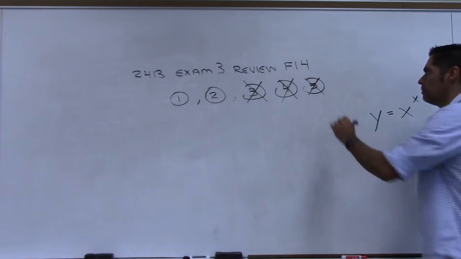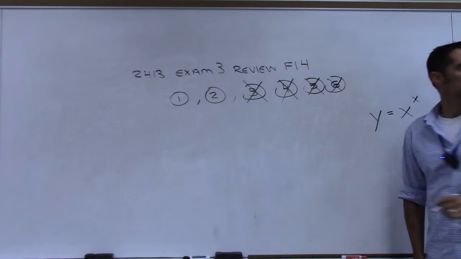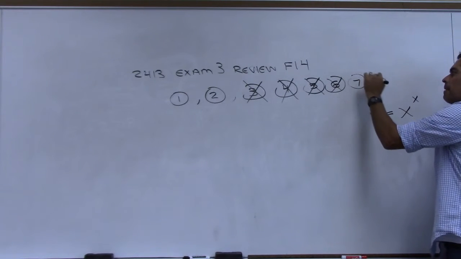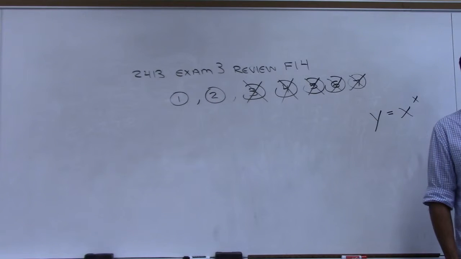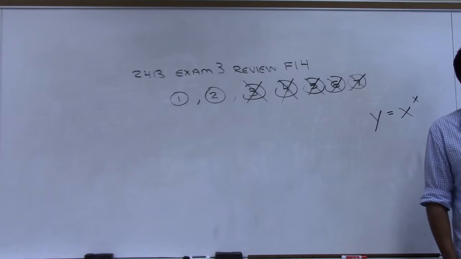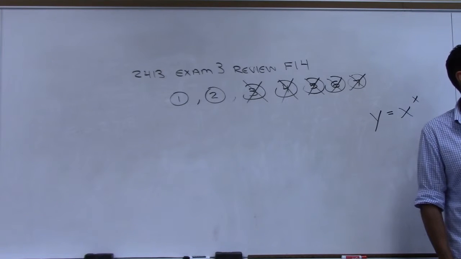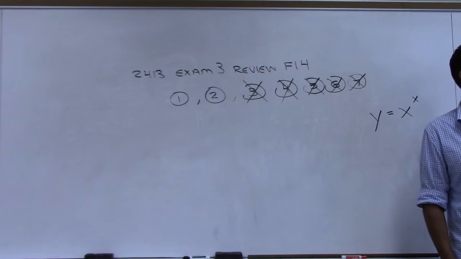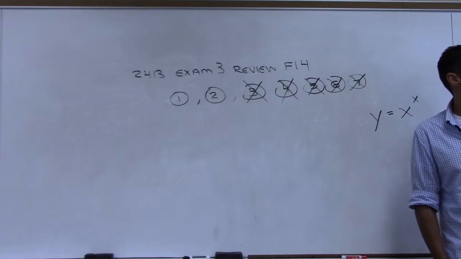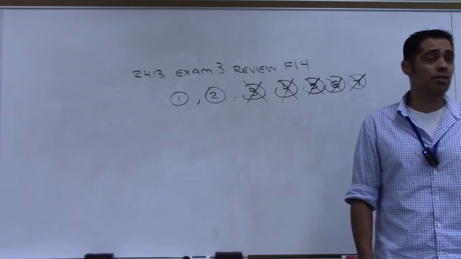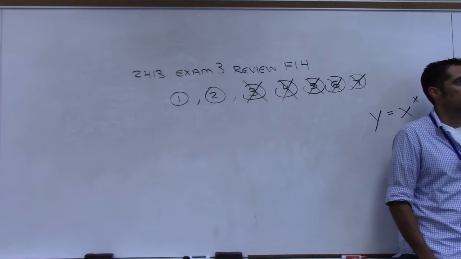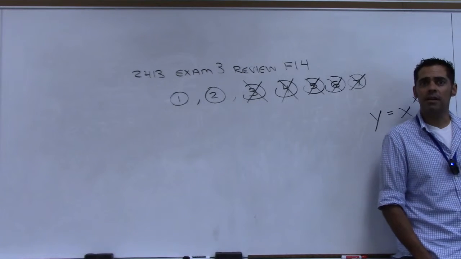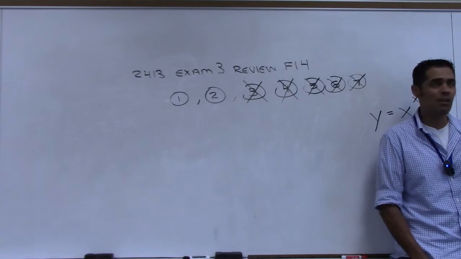6 we haven't talked about. 7 we haven't talked about. But 8, I believe, is all L'Hopital. Yes. I would say give them all a shot, at least A through E. A through E are all going to give you 0 over 0 or infinity over infinity forms.